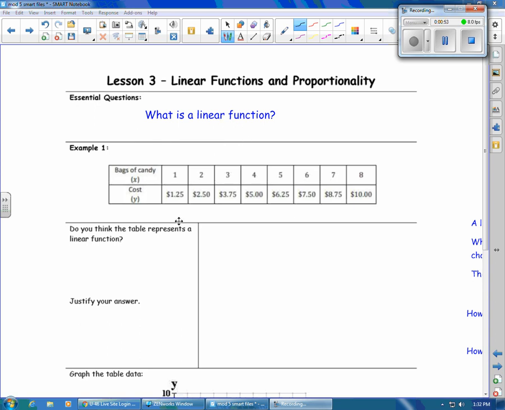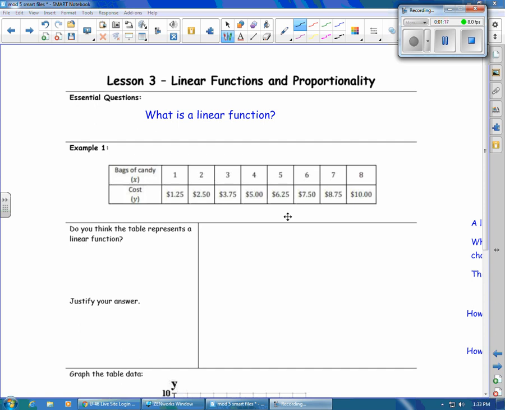So let's look at example 1. Example 1 should look familiar. We've had several problems like example 1. I think they were on some assessments, they were on some homework assignments. This is not new. Maybe having a table that's flat instead of going up and down with our x's on the left and our y's on the right, that might be new. But for the most part, we've seen problems like this before.